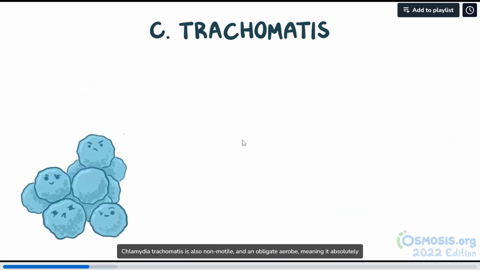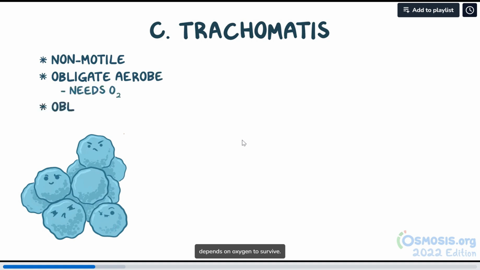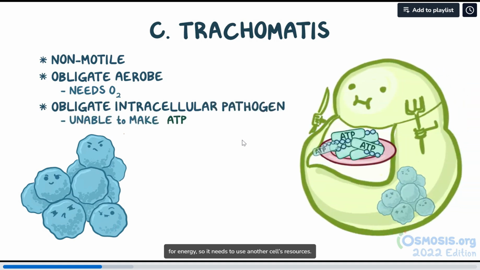Chlamydia trachomatis is also non-motile and an obligate aerobe, meaning it absolutely depends on oxygen to survive. It's also an obligate intracellular pathogen because it's unable to make its own ATP for energy, so it needs to use another cell's resources.